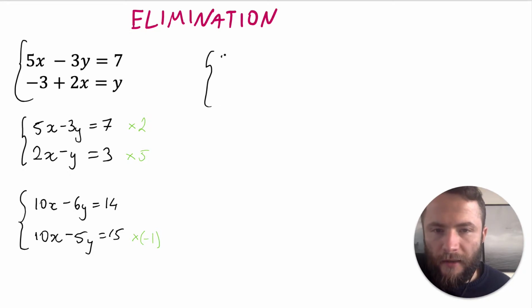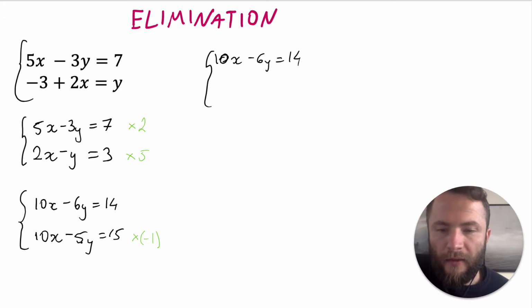Over here, I have 10x minus 6y equals 14. And I multiplied all terms by minus 1 over here, so I end up with minus 10x, minus 5y times minus 1 is plus 5y, and minus 15 times minus 1 is equal to minus 15.